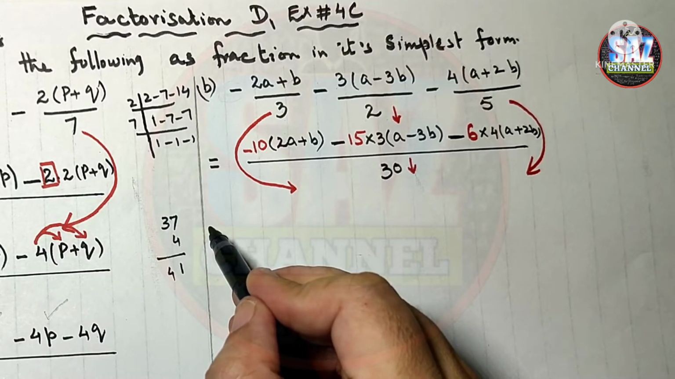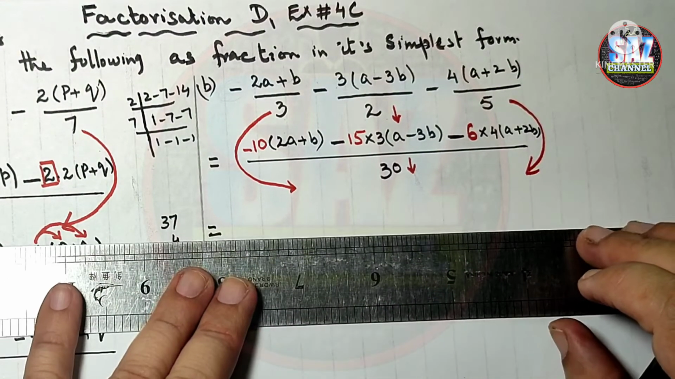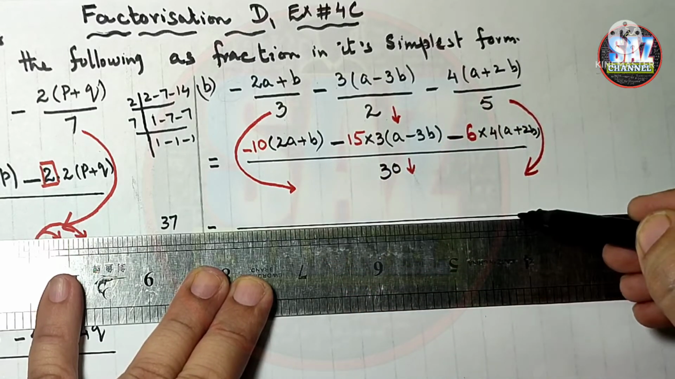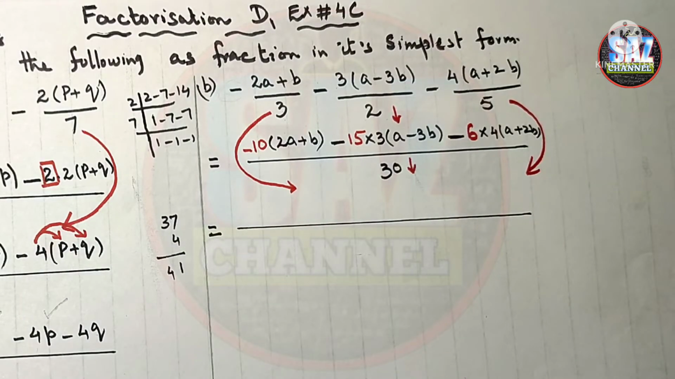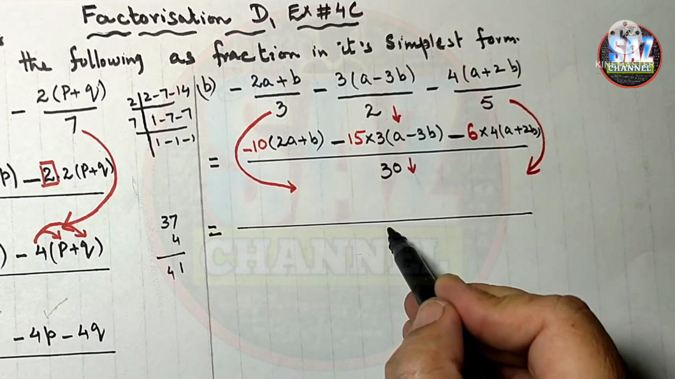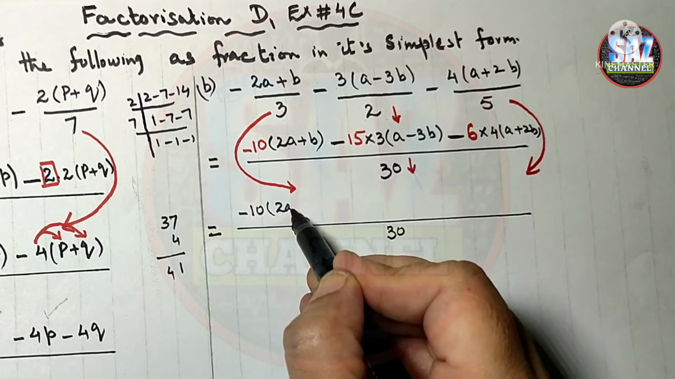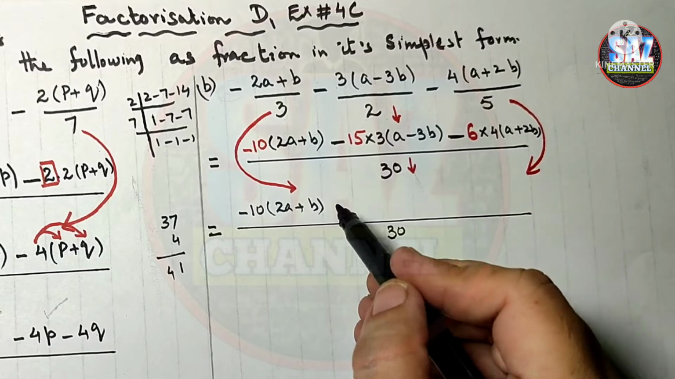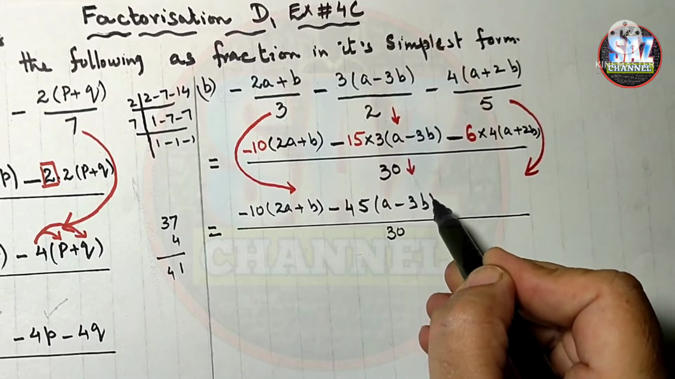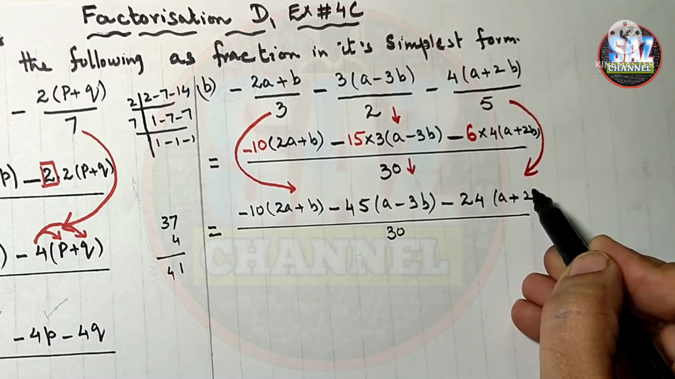And now, first of all we have to apply the distributive property, that whatever numbers are outside the bracket, we have to multiply those numbers inside the bracket. Or what we can do is that first, here this is the part that we need to simplify. So, better to simplify this first. Minus 10 into 2a plus b, 15 times 3 is 45, a minus 3b minus 24 into a plus 2b.